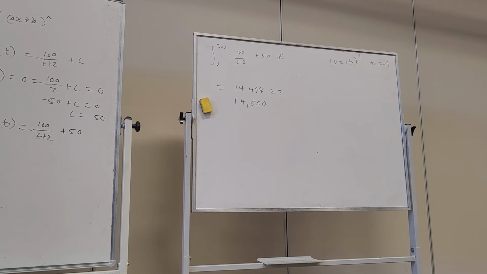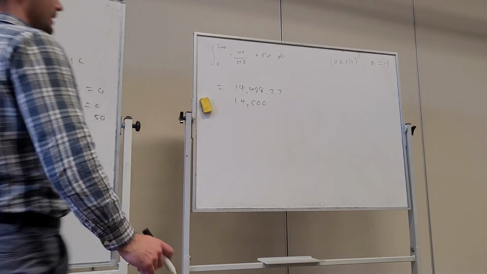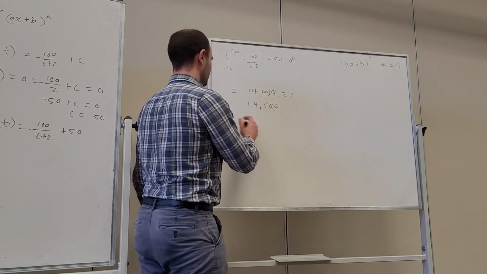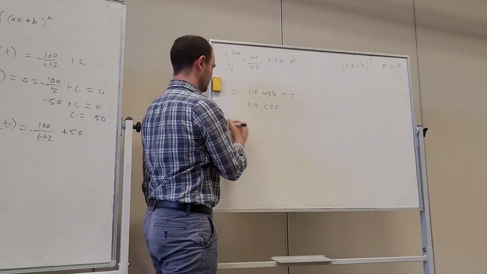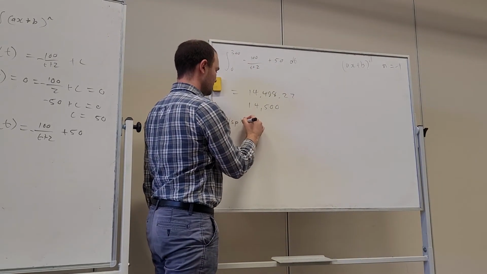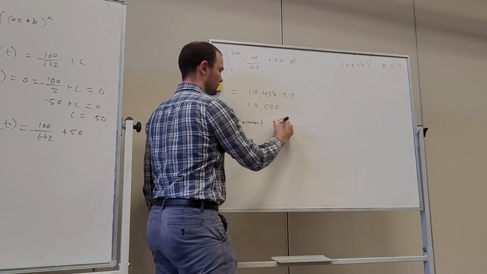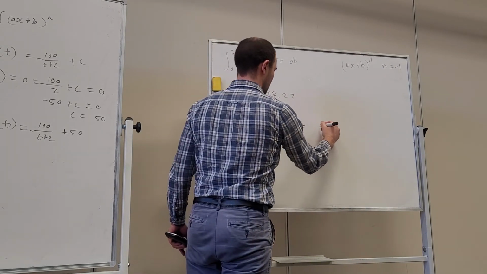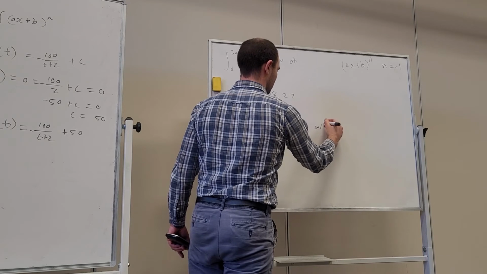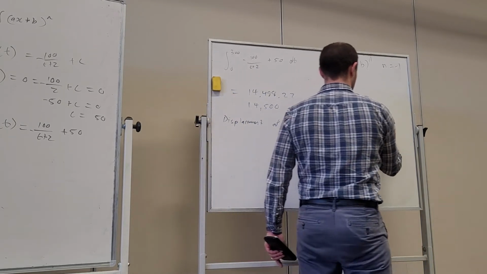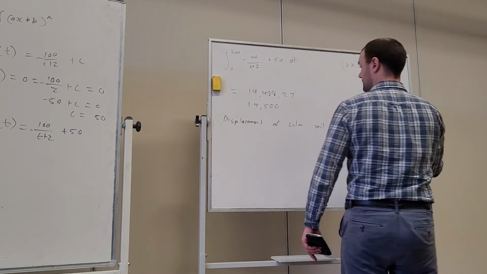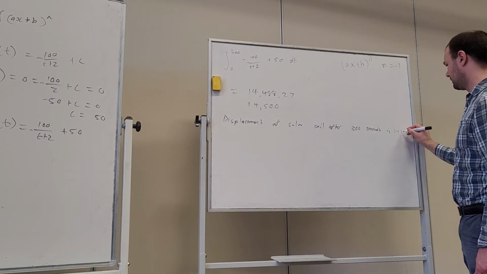Okay, this is going to be how far the sail has travelled. This is its displacement. Because the integral, the definite integral of the velocity function is displacement. Displacement of solar sail after 300 seconds is 14.5 kilometres.